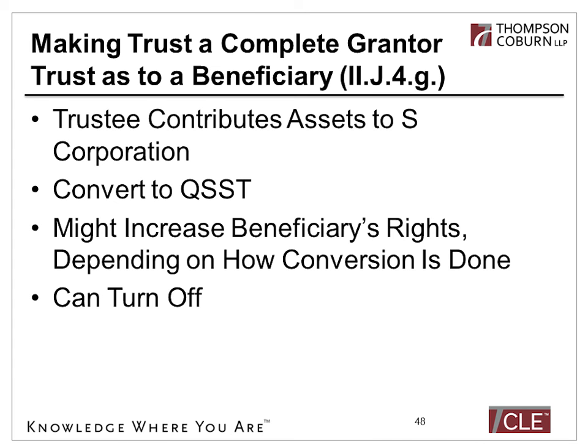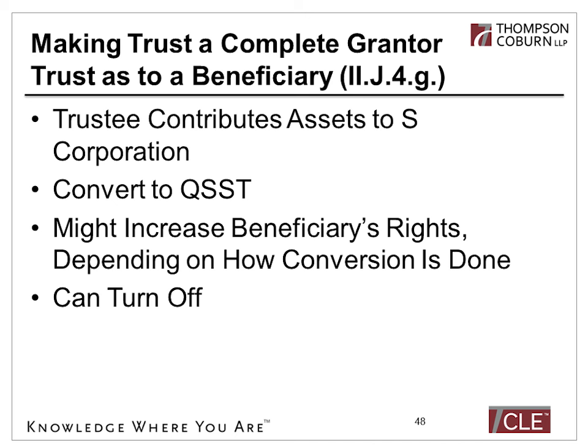So let's talk about how you might be able to make a trust a complete grantor trust as to a beneficiary. What you might do is the trustee contributes its assets to an S corporation. Then the trust converts to a QSST. And there may be a provision, often in the back of your document, that says that if the trust ever owns S corp stock, it can convert to a QSST. And then again, the QSST is taxed as a grantor trust deemed owned by the beneficiary. So this also is a very important drafting tip.